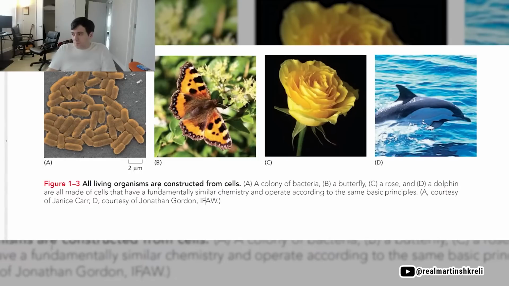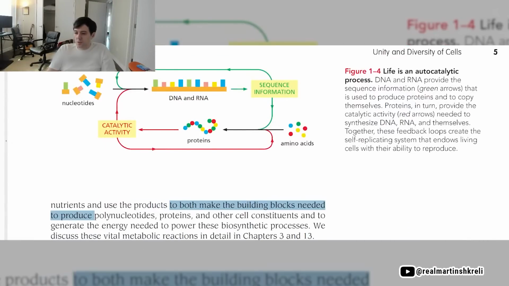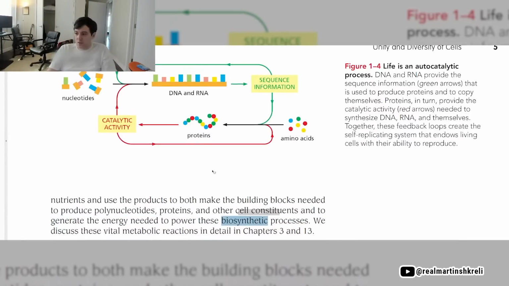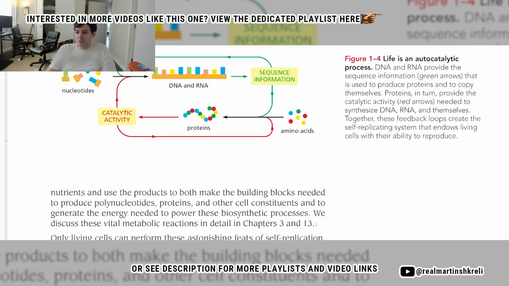All right. A living cell can break down nutrients and use the products to make both the building blocks needed to produce polynucleotides, DNA and RNA, proteins, and other cell constituents. What's in a cell? We'll find out soon. And to generate the energy needed to power these biosynthetic processes. So it's using biology to make things. We discussed these vital metabolic reactions in detail in chapters 3 and 13.